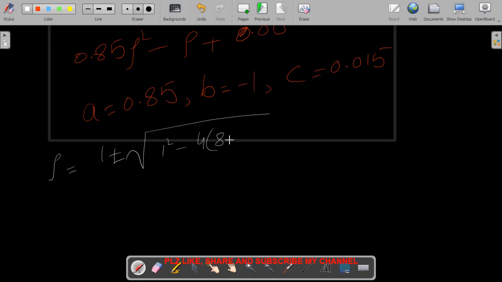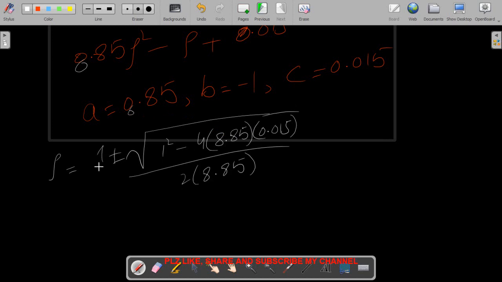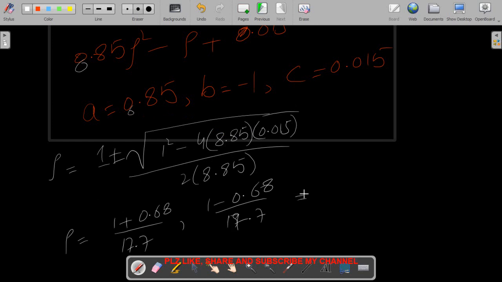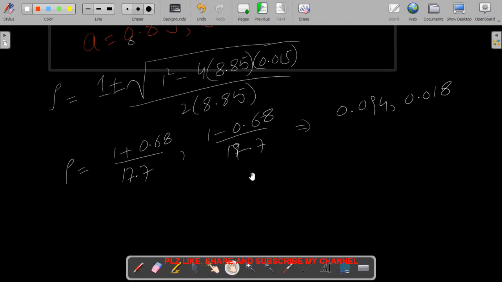So my A value is 8.85, right? So this is 8.85 times 0.015, divided by 2A. Use the positive and negative value. So here you can see clearly we got two values. Now what value do we have to choose?